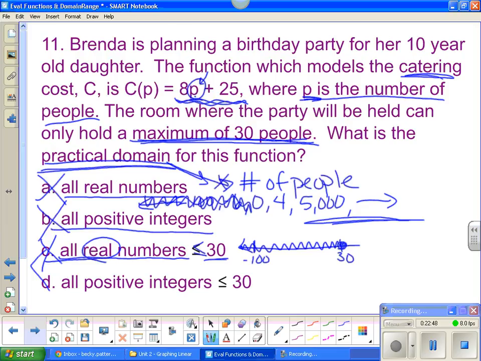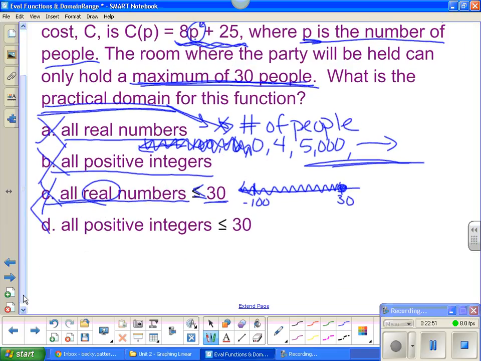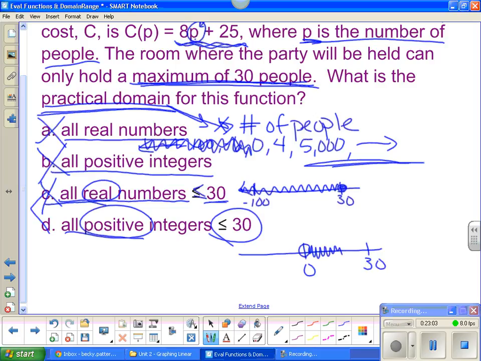So D is sort of the best of both worlds. D says, okay, I got you. You have to be positive, but you also have to be less than or equal to 30. So positive means bigger than 0, but I still have to be less than or equal to 30 because the place can't hold any more than 30 people. So practical means I can't have negative people at a party, so I don't want this part. And I also can't have any more than 30 people because the room can't hold that many people. So D is our winner.